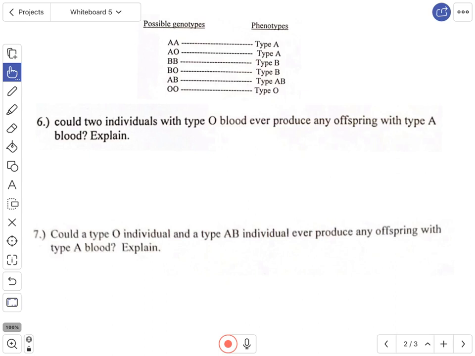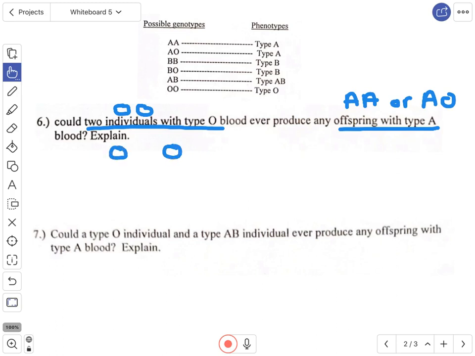Okay, hopefully you paused, and now let's see how you did. So we have two individuals with type O blood. Well, the only way to have type O blood is to have the genotype OO. And our question is, can they produce any offspring with type A blood? Which means they would have to end up as AA or AO. So let's take a look.